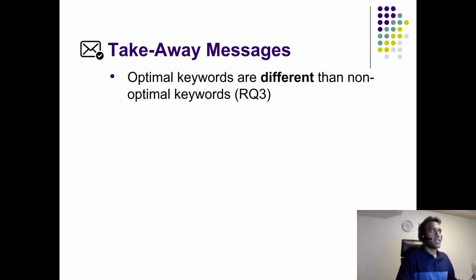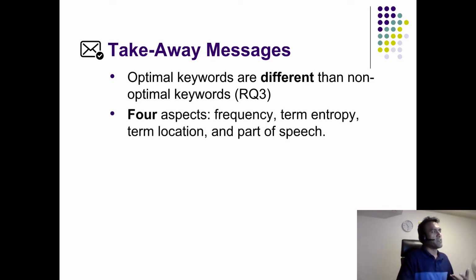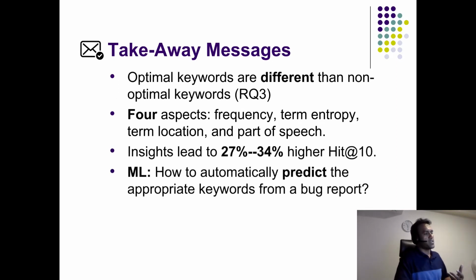And we also demonstrate that the optimal keywords and non-optimal keywords are significantly different in terms of their different properties like frequency, term entropy, term location, as well as parts of speech. So our findings have provided these two important open questions. That is, how can we automatically detect the optimal keywords from a bug report? And for this, we will need more sophisticated approaches rather than TF-IDF.